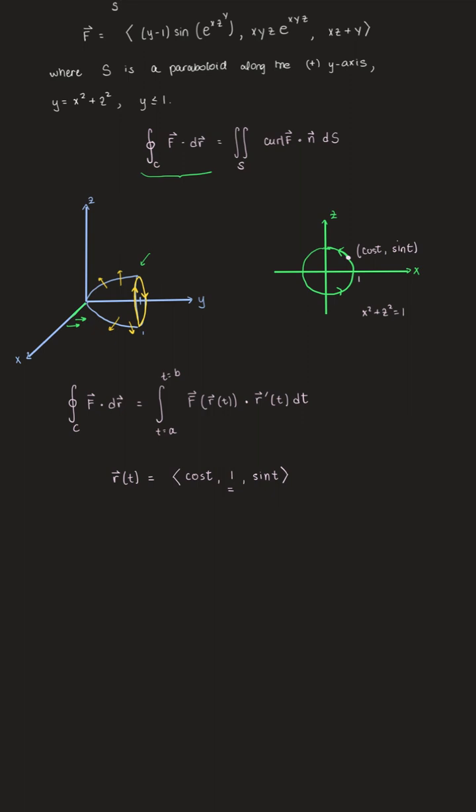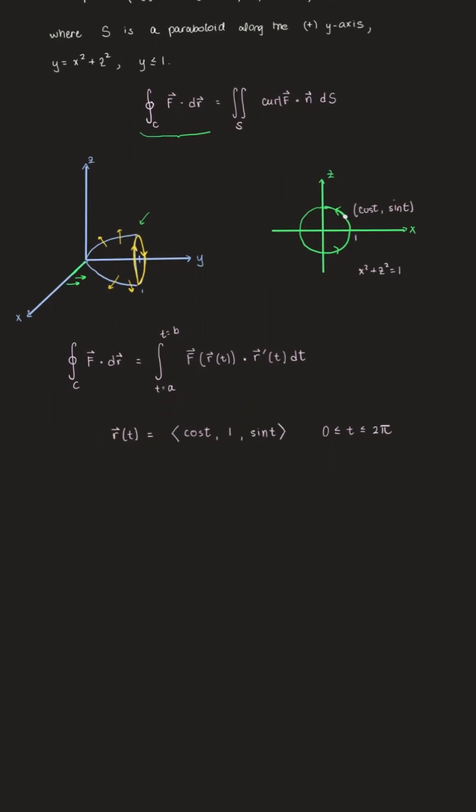So there's our parametrization, and since we want to go all the way around, we'll let t go from 0 to 2 pi, so that we have a closed boundary. All right, let's now evaluate our vector field along our parametrized curve.